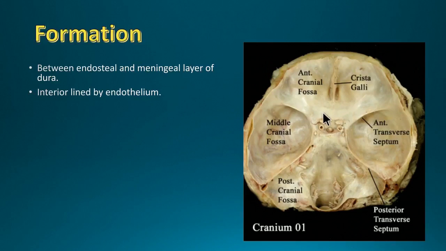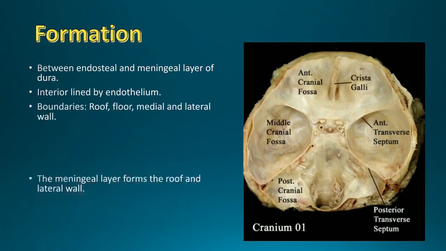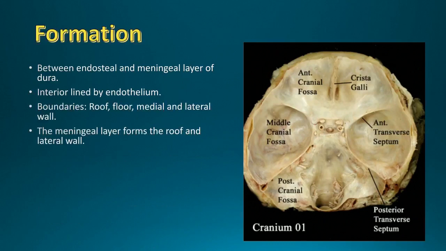Okay. So the diaphragma sellae. Medially the roof is actually continuous with the diaphragma sellae. It is again a meningeal fold of dura mater, which is pierced in the center by the pituitary stalk. As I told you, the roof and the lateral wall are mainly formed by the meningeal layer, whereas the medial wall and the floor are formed by the endosteal layer of dura mater.